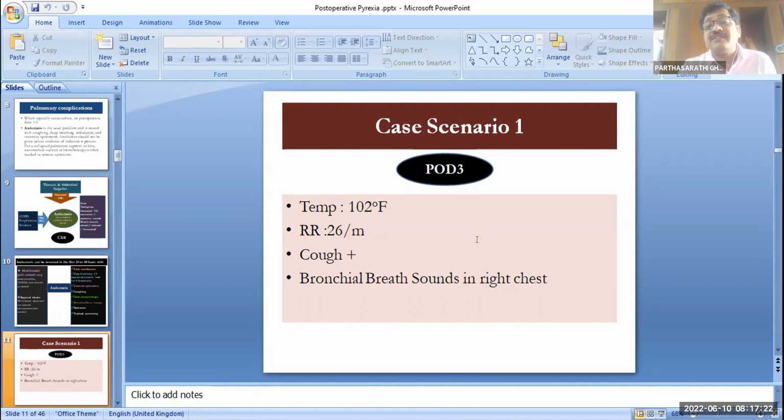Now the temperature has gone up on post-operative day 3 and the respiratory rate is 26. The patient has a mild cough and there is a bronchial breath sound as well in the middle zone of the right chest. Now, how will you manage or tackle the situation?